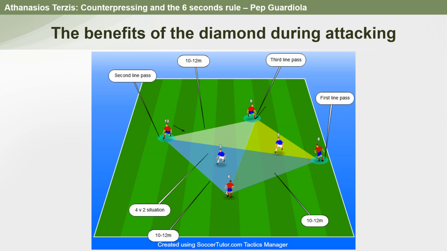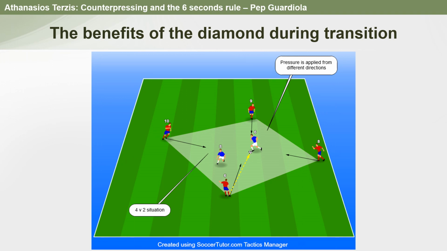As you can see on this diagram, many triangles are created between the four Barcelona players. There is a first line pass towards number 8, a second line pass towards number 10 and a third line pass towards number 9. Additionally, there is a 4-against-2 situation which can prove very effective during the transition phase as long as the distances between the players stay short enough.